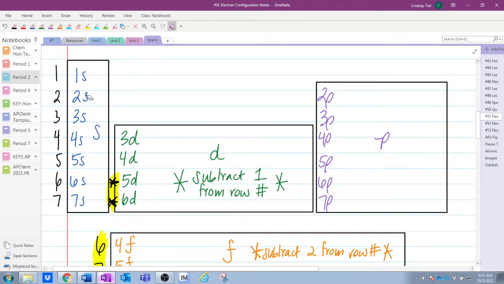Because it would go 1s, 2s, 2p, 3s, 3p, 4s, 3d, 4p, 5s, 4d, 5p, 6s, 4f, 5d, 6p, right? They're all in order reading from left to right, top to bottom. That's why we didn't have to memorize the order. We just have to know about the subtraction for the D's and the F block. That's it.